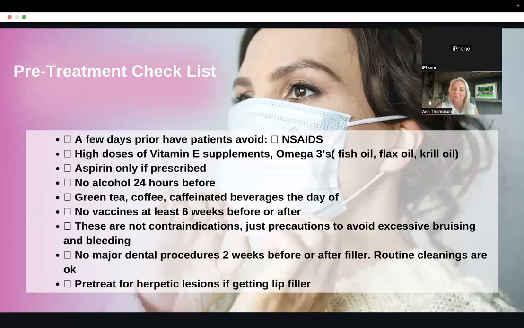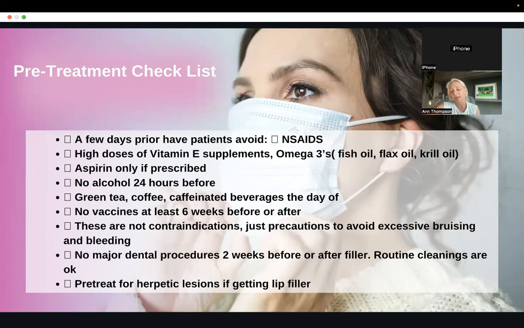No vaccines 6 weeks before or after. That's a pretty standard and hard, fast rule. If someone is going to get the pneumonia vaccine, it's because they want to get all the benefits of the pneumonia vaccine. So you don't want to stress the body out and have any type of other inflammation or inflammatory response going on from injections. So wait at least 6 weeks before or after for vaccines. The biggest contraindication, though, is going to be if they are on any type of blood thinning medications, and that's on the next slide.